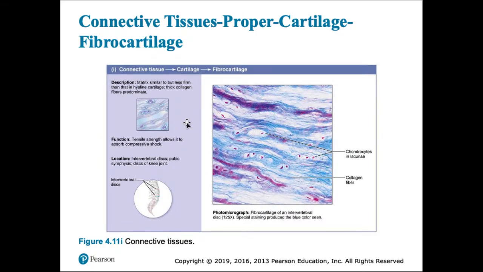In the fibrocartilage, you can see what that looks like under the microscope here. You're going to find this in the intervertebral discs, the pubic symphysis, and discs of the knee joint. It has tensile strength, so it allows it to absorb and compress shock.